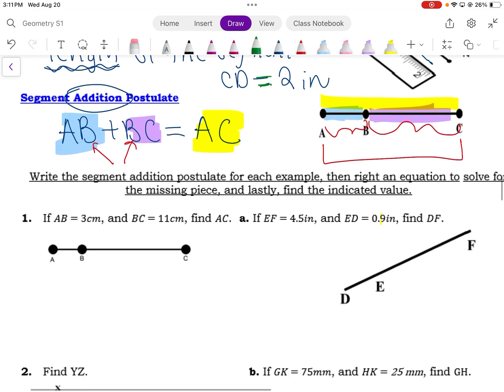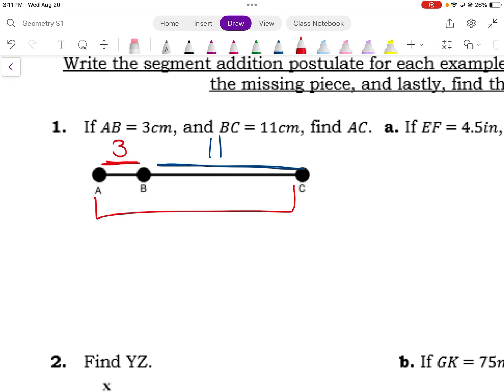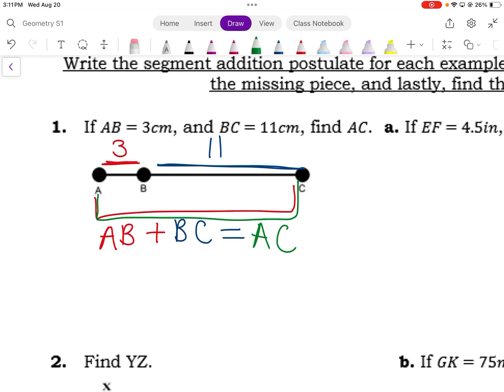Okay, so let's do number 1. We're going to find out what AC is, so I'm going to label this information. Segment AB is 3, and the measurement of BC is 11. How would I find out what the entire thing is? Let's break it down. AB is the first part, plus BC, and then the whole thing is AC. That seems a little extra if all we're doing is just adding 2 numbers together. But it's going to get spicy later, so just hang in there with me.